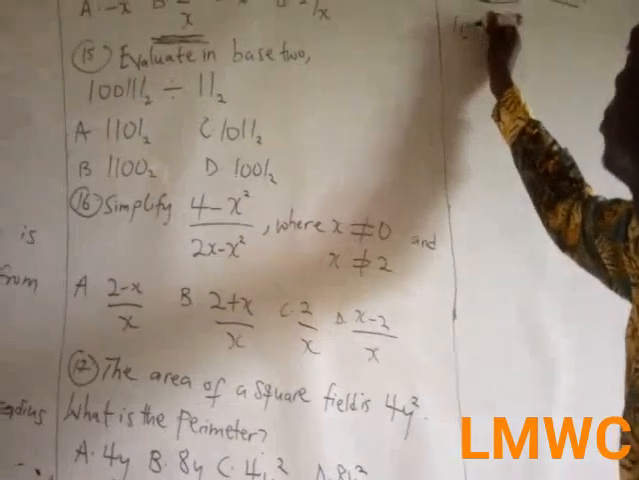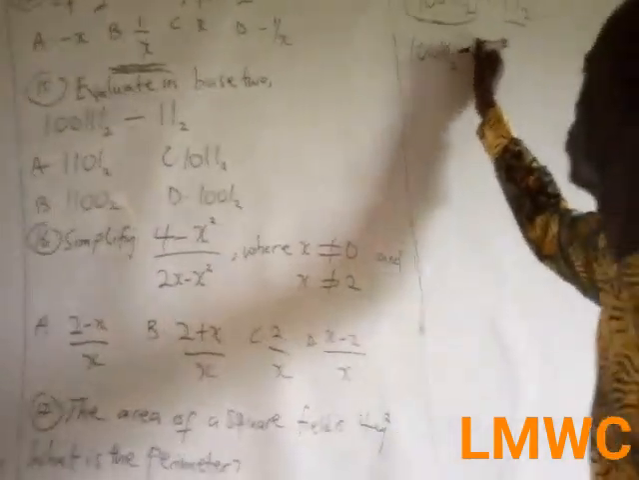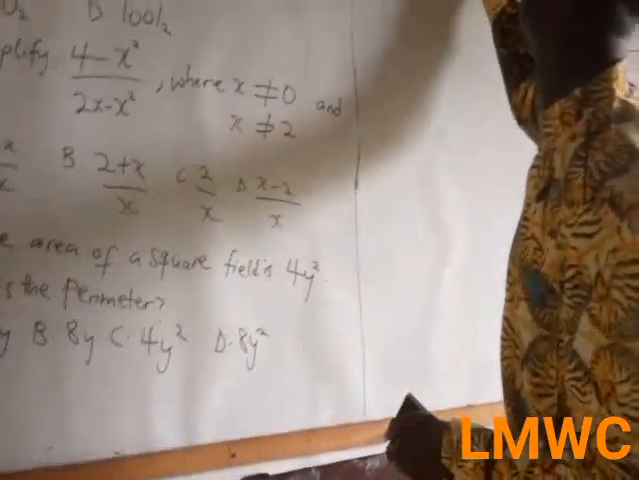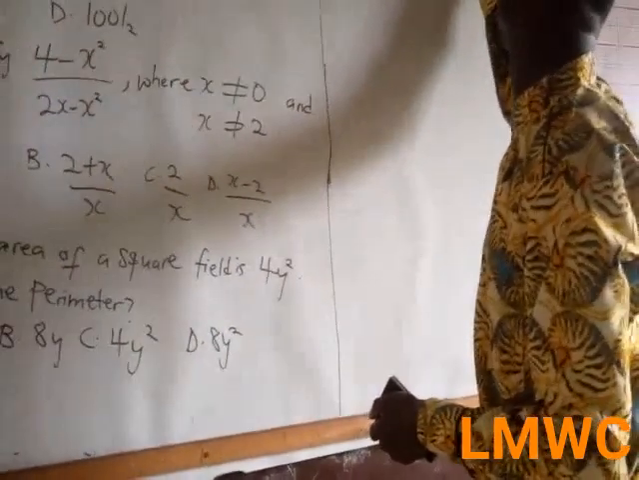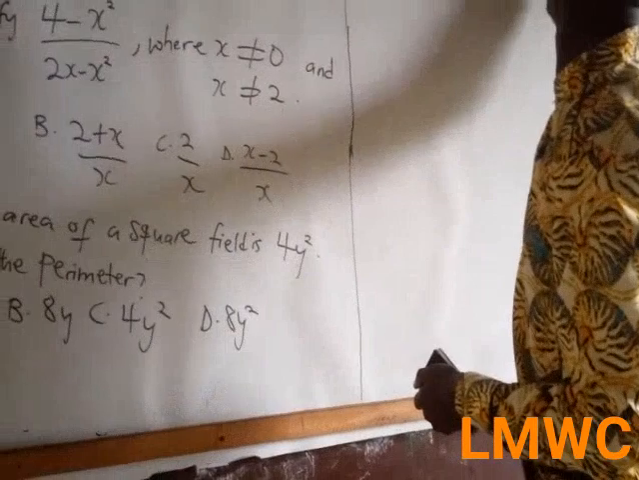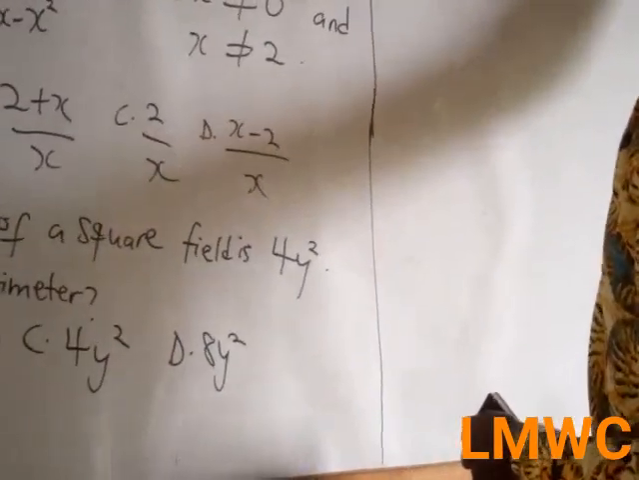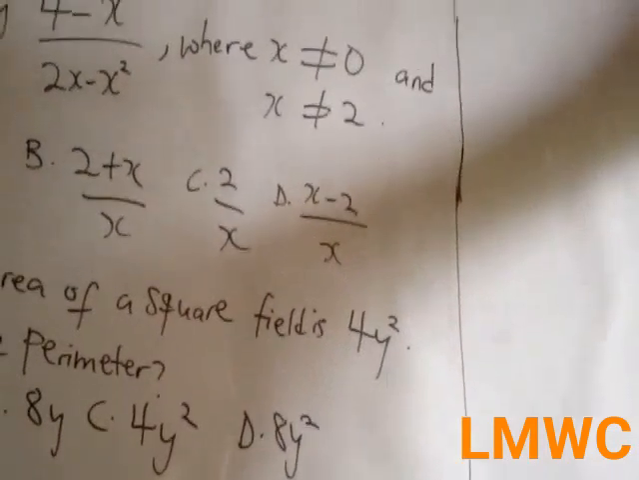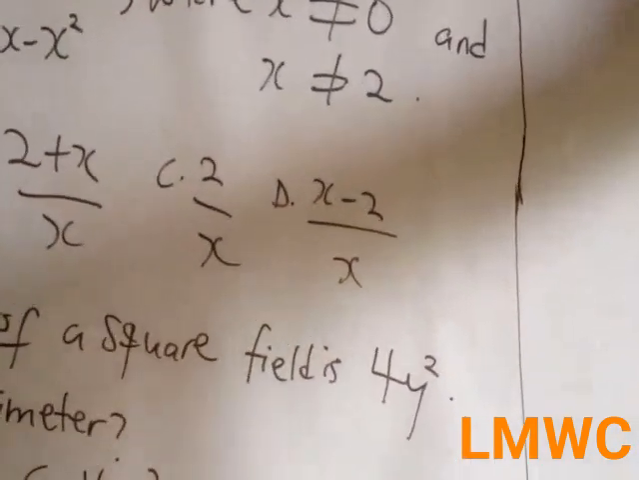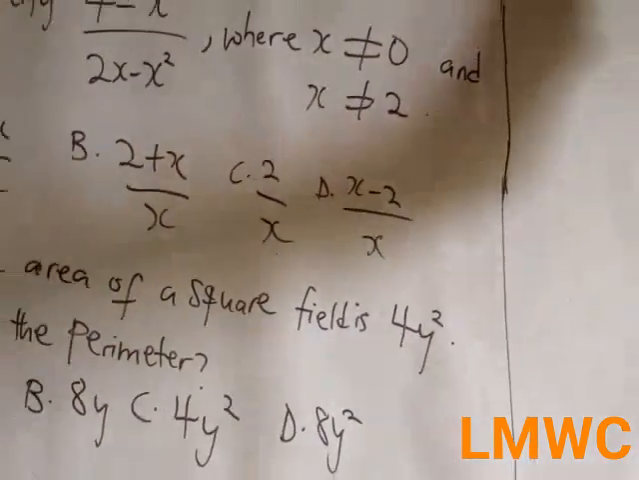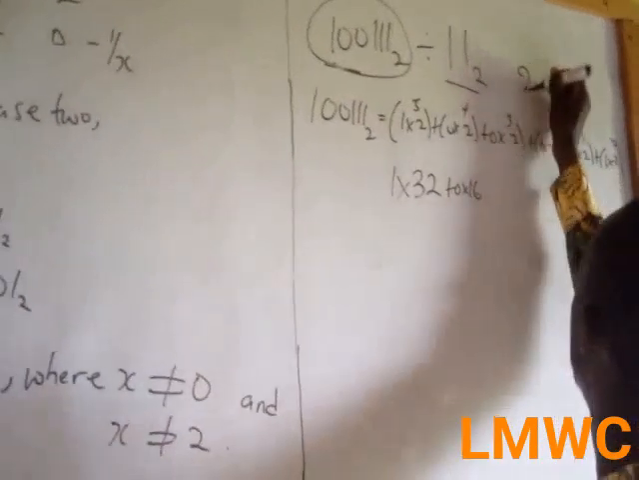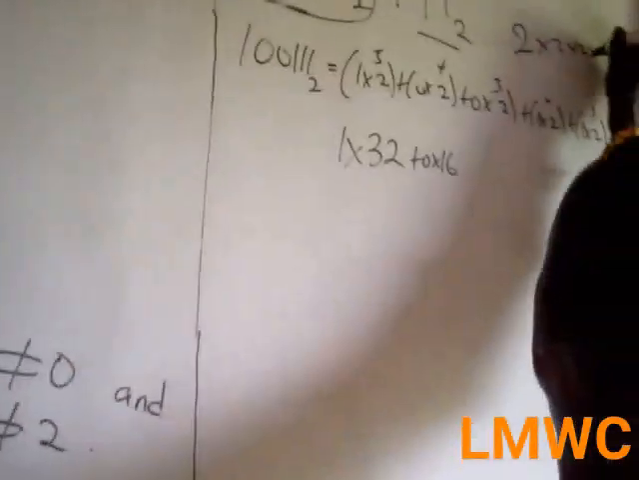So we have 100111 base 2 is equal to 1 times 2 to the power 5 plus 0 times 2 to the power 4 plus 0 times 2 to the power 3 plus 1 times 2 squared plus 1 times 2 to the power 1 plus 1 times 2 to the power 0. We have 0, 1, 2, 3, 4, 5. So 1 times 2 raised to the power 5 is 32 plus 0 times 16. So this is the same as 2 times 2 times 2 times 2.